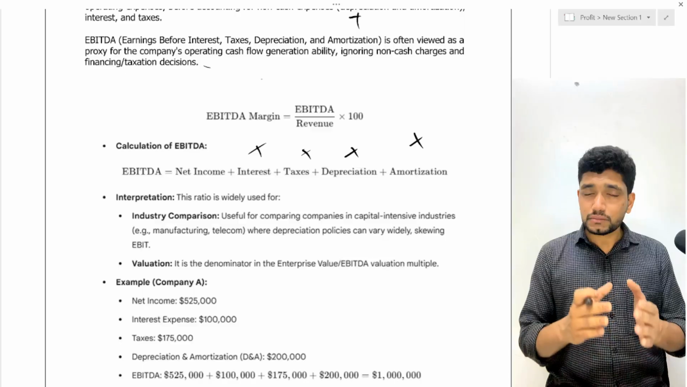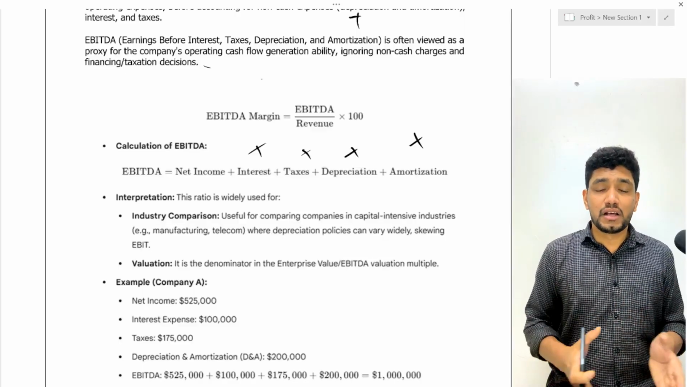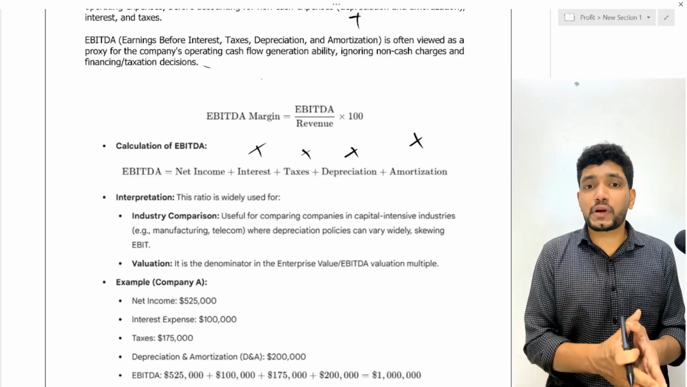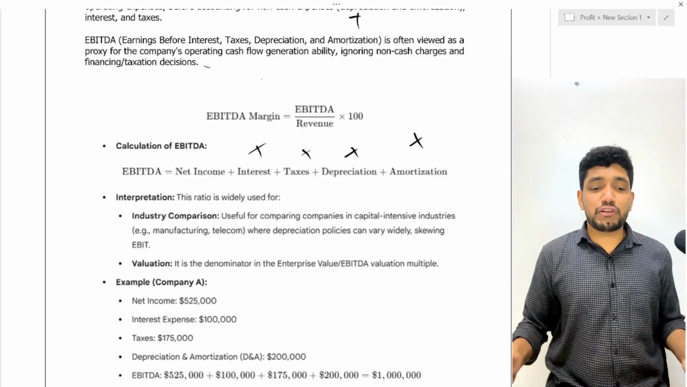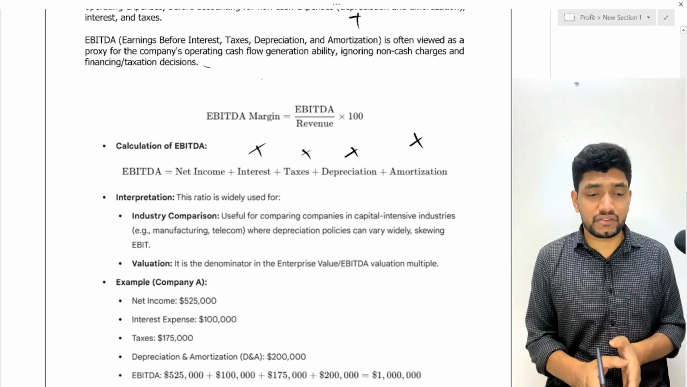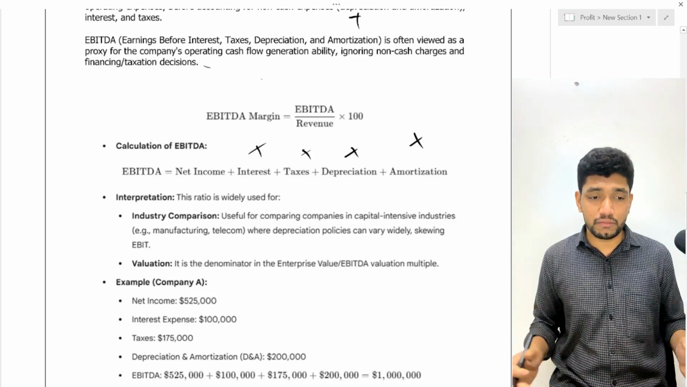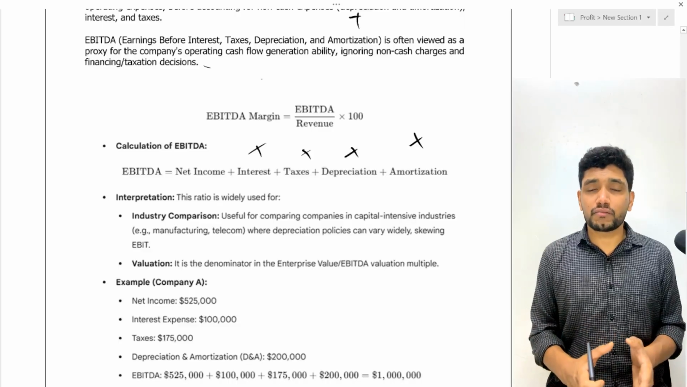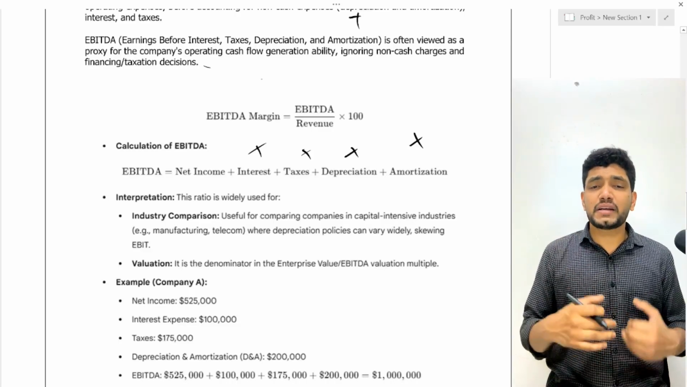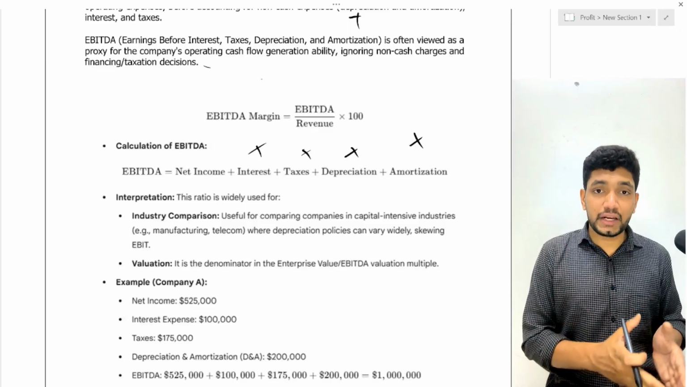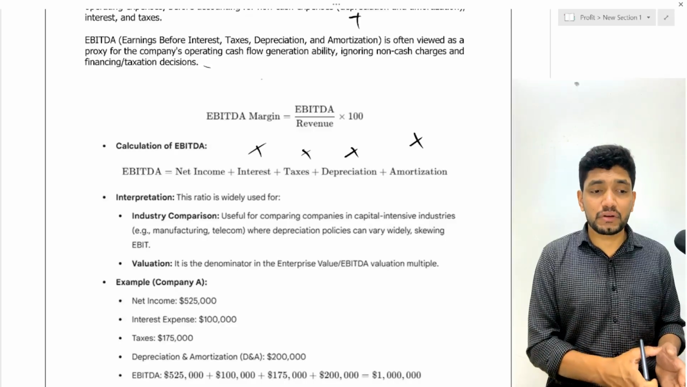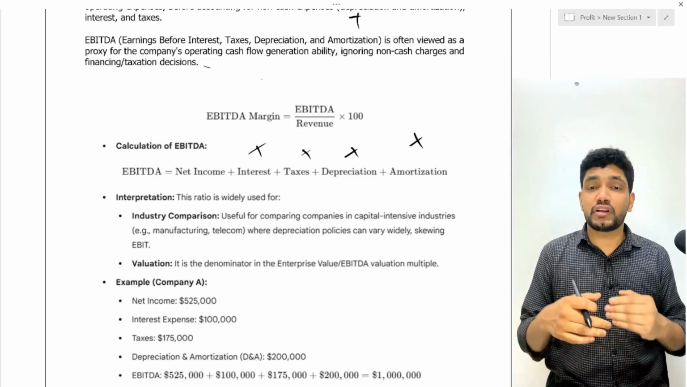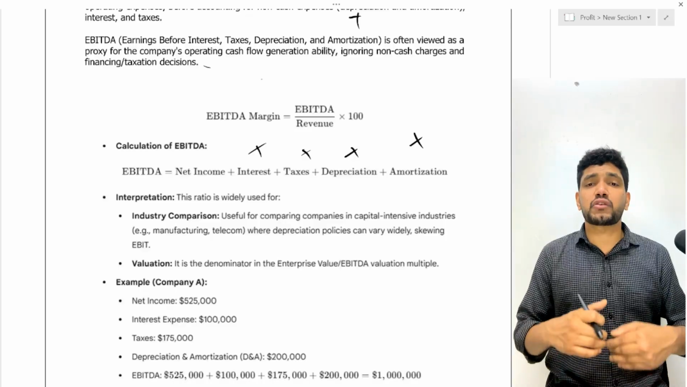Again, EBITDA is mostly useful to compare the performance of two companies operating in the same segment, especially companies with high capital intensity, such as manufacturing and telecom, where depreciation policy can vary widely, skewing EBIT. So if a company has high depreciation or is highly capital intensive, EBITDA is the best metric to measure its core operational performance, because it excludes non-operational items, including depreciation.